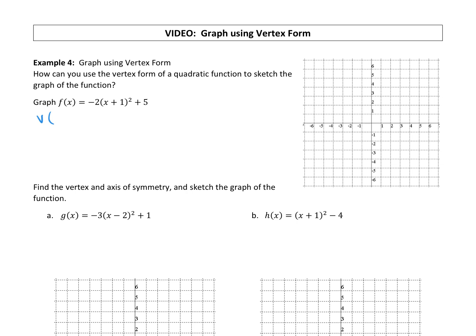So the x has a plus 1 with it, which means, tricky, it actually went to the left one, so our vertex is at -1. We've got a plus 5 on the end, so it's going to go up 5 units. So the vertex is at (-1, 5). That means our axis of symmetry is at x equals -1. Remember, it's going to match the h value of our vertex.